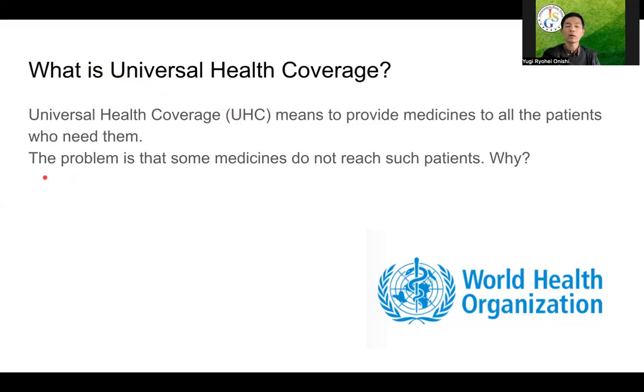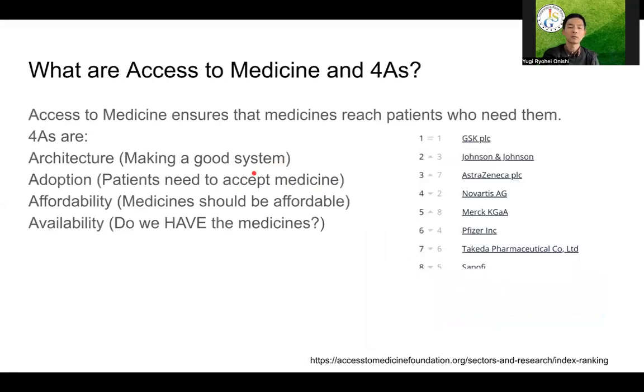So we talk about universal health coverage for neglected tropical diseases, but the problem is that some medicines do not reach such patients. So these patients need such medicines, but they do not get it. Why is it not reaching the patients, right? The question is why. Okay.